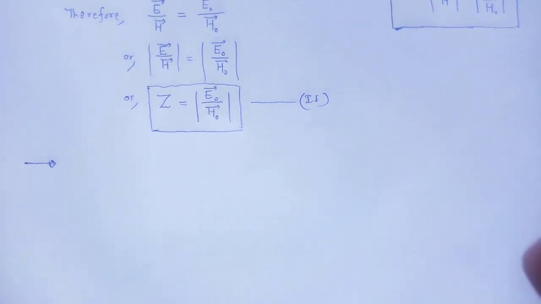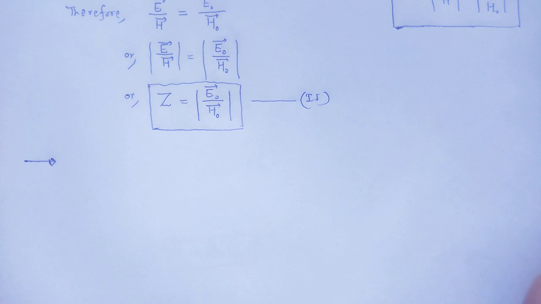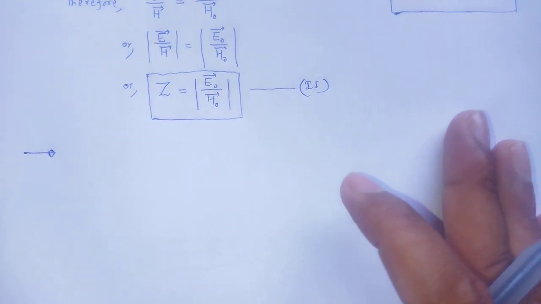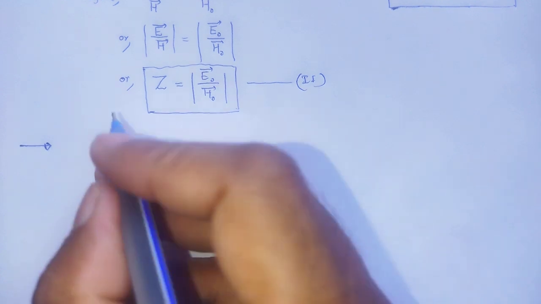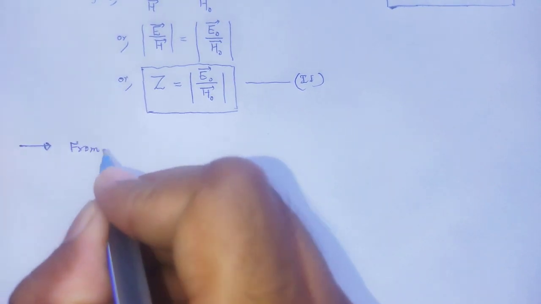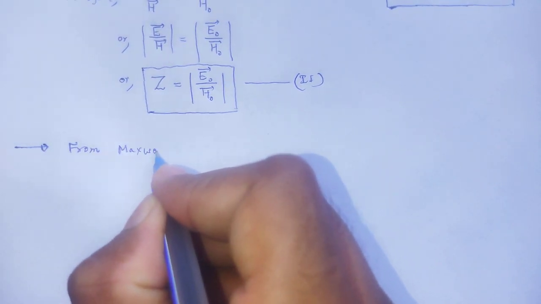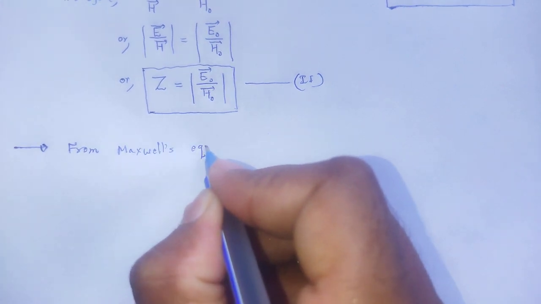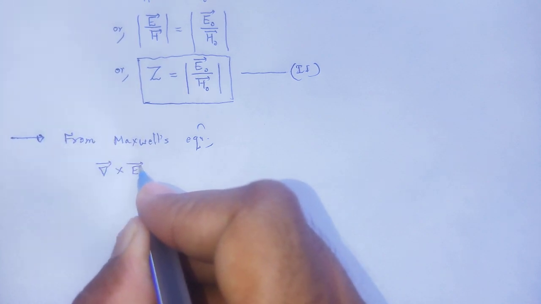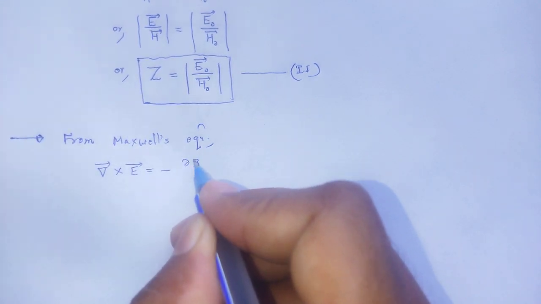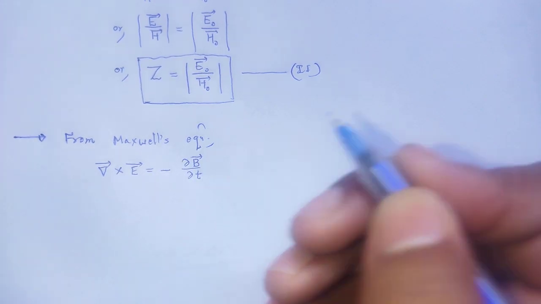To calculate the wave impedance for electromagnetic waves when they travel in any medium, from Maxwell's equation, grad cross E is equal to minus del B by del t.